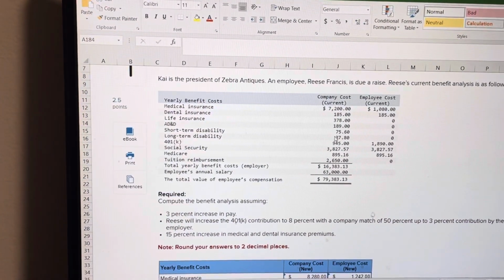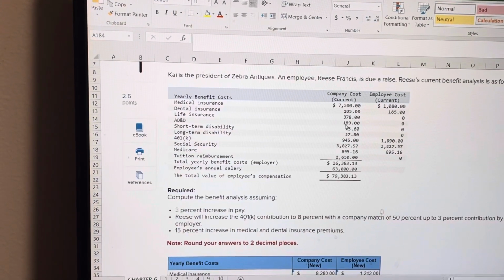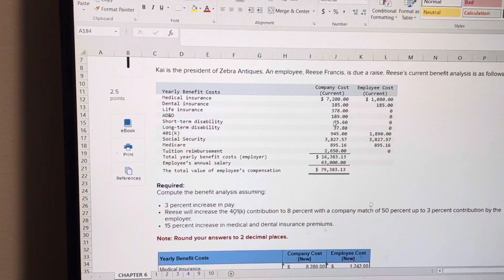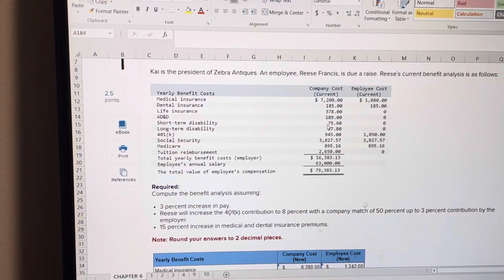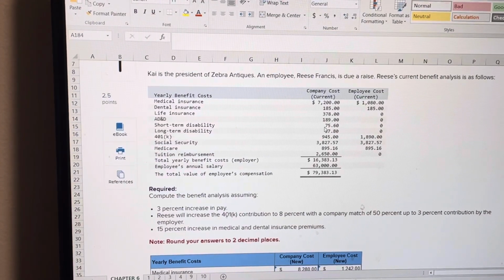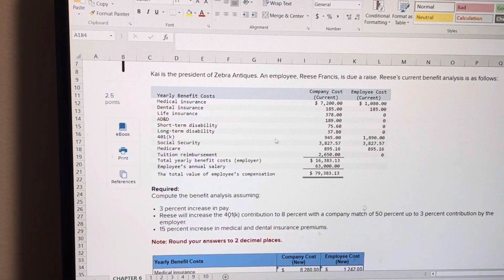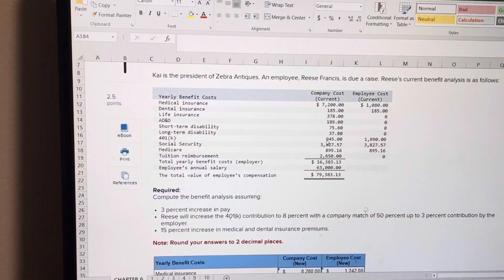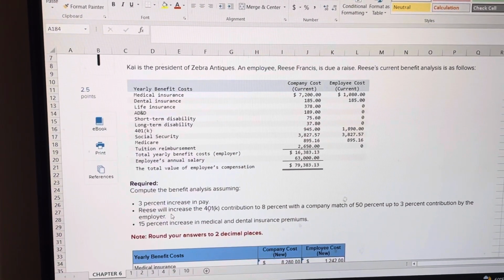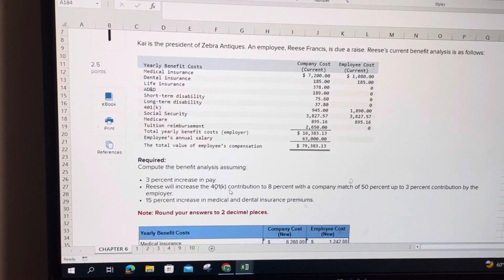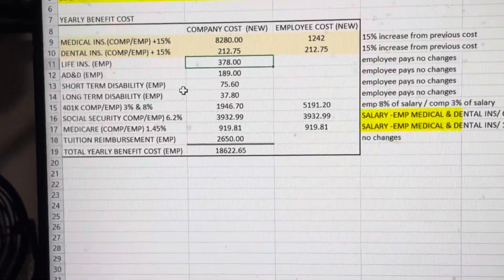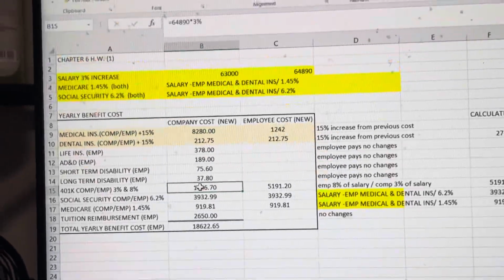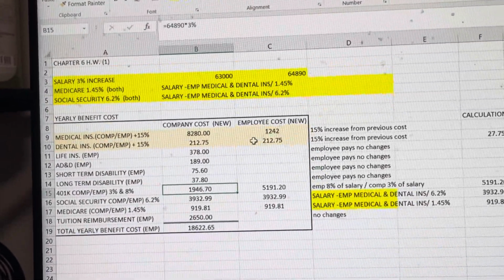If you look at the life insurance, there's no changes. It's $378. I just copied that. As well as the AD&D, there's no changes. Short and long-term disability, there's no changes. And then this is where it changes again, $945, because the employee is now contributing 8%.